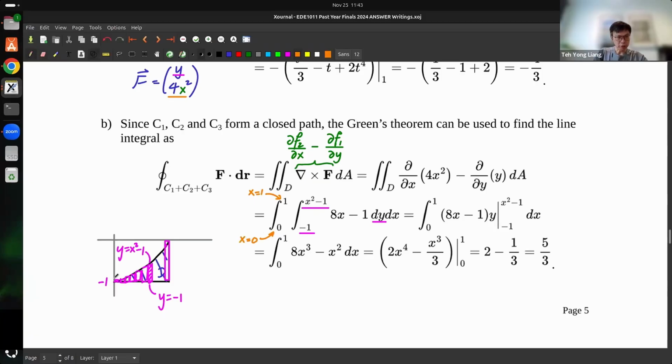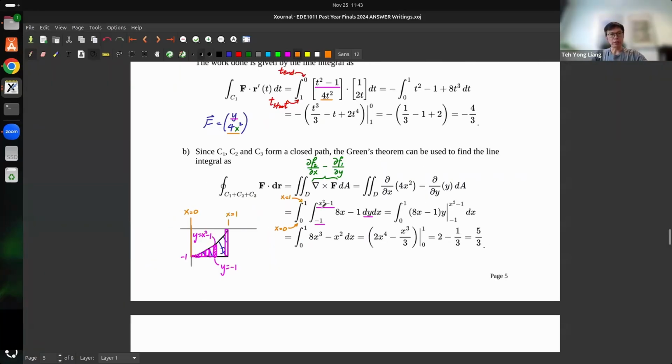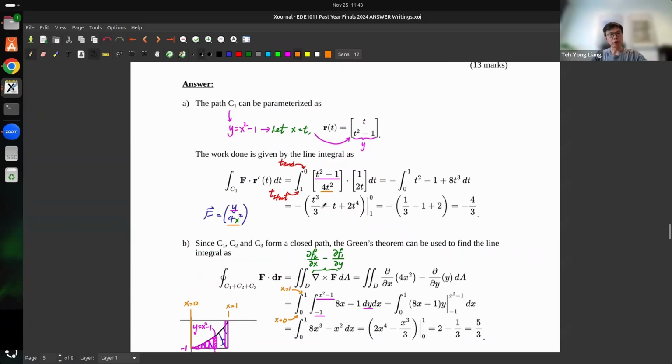So what this really means is that you're summing up from this line. Because you want to sum up all the vertical slices, the slices of bread, so that you can get this whole loaf. That looks like a weird shape. Okay? So I have completed tutorial 8 as well as the past year line integral problem.